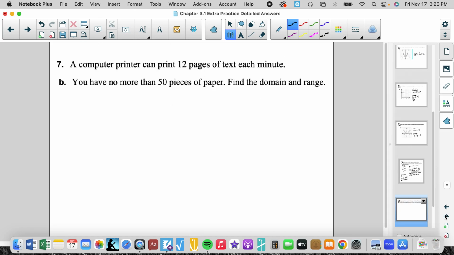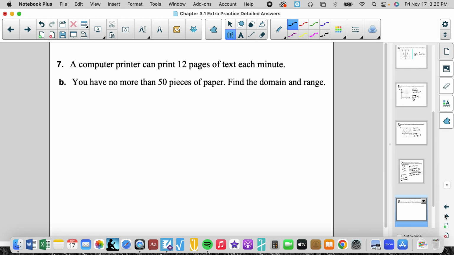You have no more than 50 pieces of paper. Find the domain and range. Okay, you have no more than 50 pieces. Well, 12 pages each minute. So, I mean, we could draw that equation.